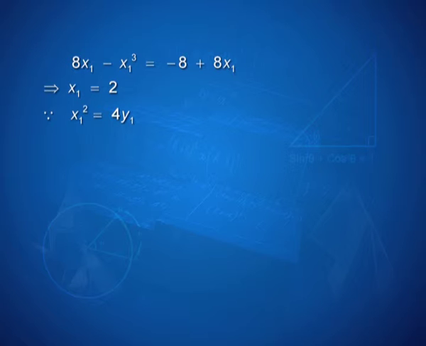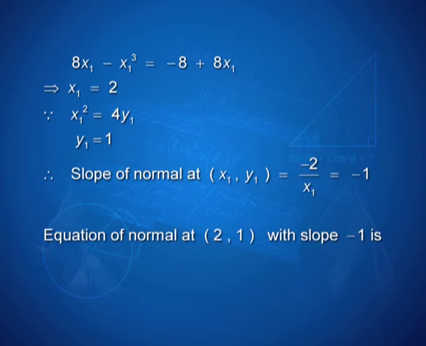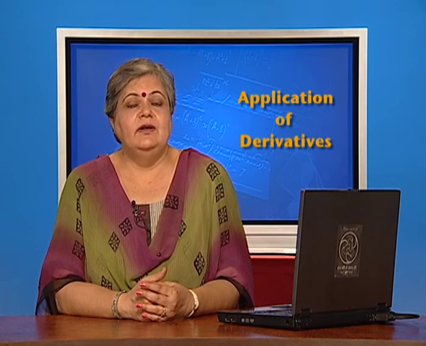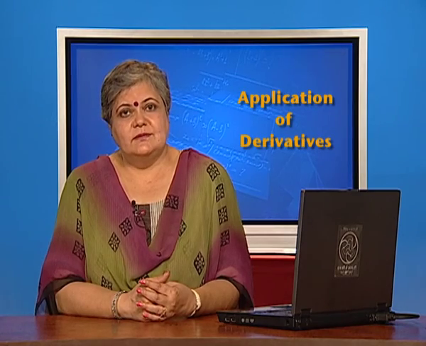Once I have x1, using again the expression that x1 square is equal to 4 times y1, I get y1 as 1. Therefore, the point at which the normal is constructed has the coordinates (2, 1), and the slope of normal, which was negative 2 by x1, takes the value negative 1. So, I have the point, I have the slope and therefore, the equation of normal is y minus 1 equal to negative 1 times (x minus 2). Simplify and express it in the standard form, I get the equation of normal as x plus y equal to 3. So, with this we end today's lesson on tangents and normals. I hope this has helped to clarify some of your doubts. Thank you for watching.